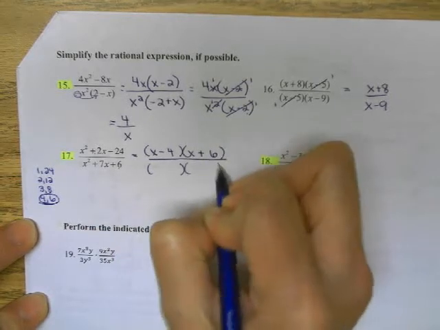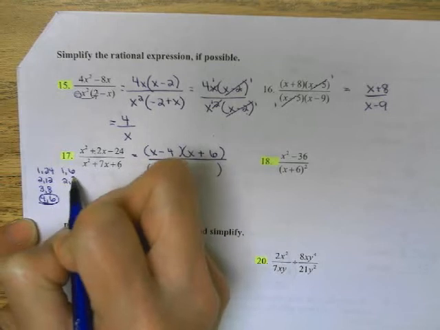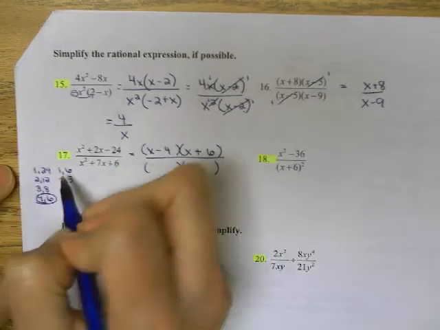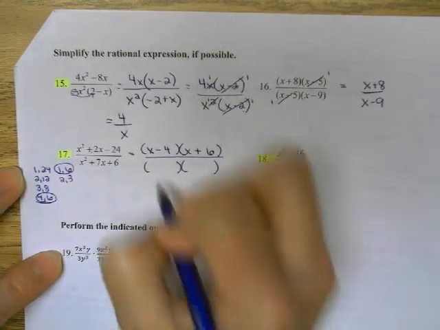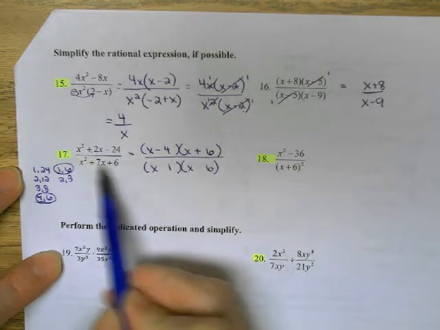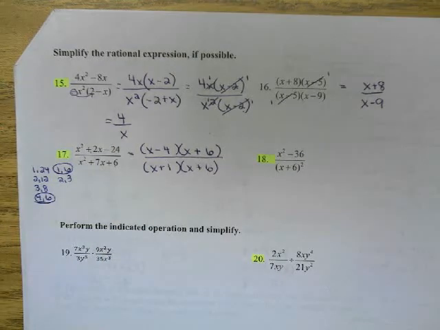Again, if you're not sure of your factors, then come over here and list them. I've got 1 and 6 and 2 and 3. I'm looking for the two that add to give me 7. So I get 1 and 6. Because this is positive all the way across, these are positive all the way across.